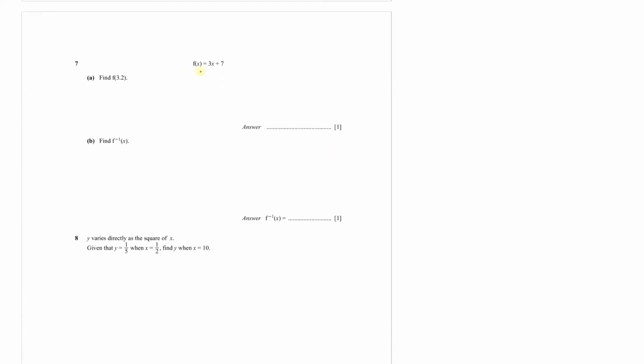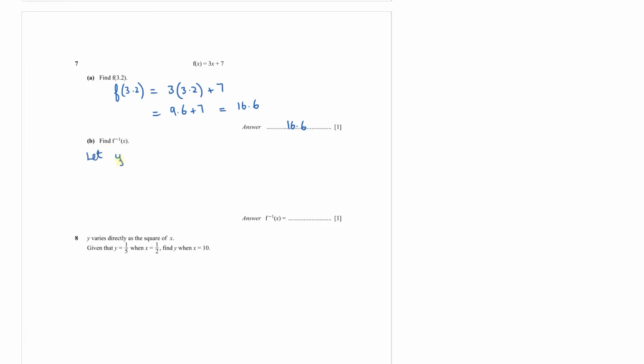Question number 7 is f of x equals 3x plus 7. Find f of 3.2. So f of 3.2 would be, I'll simply substitute 3.2 in place of x. So this will be 3 into 3.2 plus 7. 3 times 3.2 will be 9.6 plus 7, which is 16.6. So your answer is 16.6. Part B is find f inverse of x.